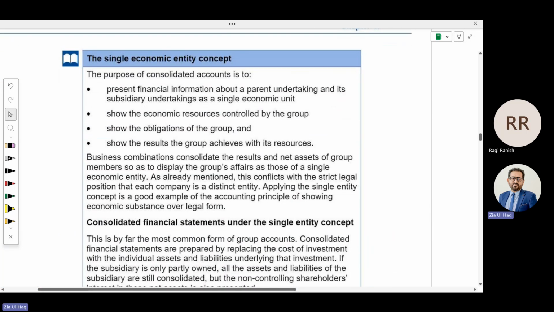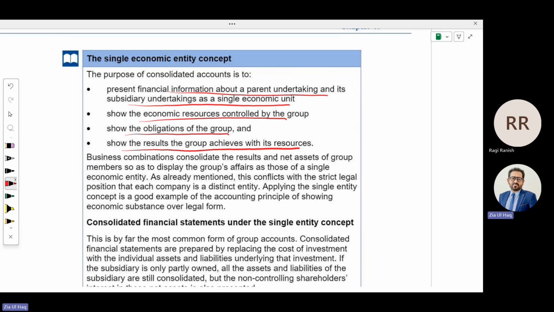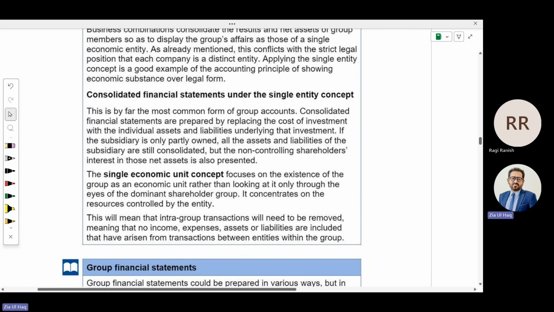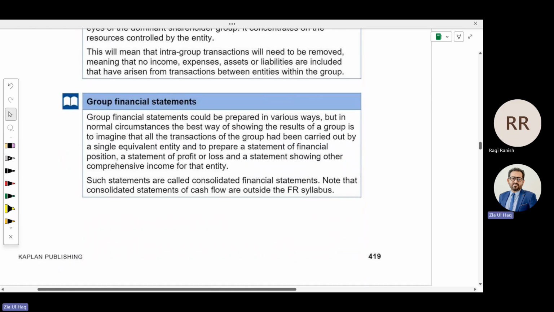The single economic entity concept: the purpose of consolidated accounts is to present financial information about a parent undertaking and its subsidiary undertaking as a single economic unit. They will prepare their accounts separately, but the parent company needs to prepare consolidated financial statements as well. These show the economic resources controlled by the group, the obligations of the group, and the results the group achieves with its resources. This is group financial statements under the single entity concept.